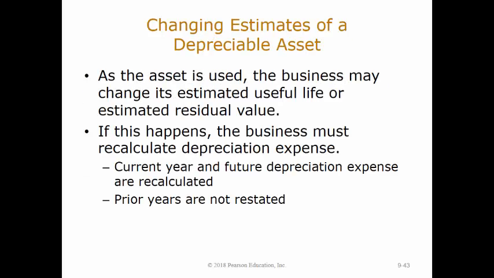For example, the business may find that its truck lasts 8 years instead of 5. This is a change in estimated useful life. Accounting changes like this are common because useful life and residual value are estimates and, as a result, are not based on perfect foresight. When a company makes an accounting change, generally accepted accounting principles require the business to recalculate the depreciation for the asset in the year of change and in future years. They do not require that businesses restate prior year's financial statements for this change in estimate.